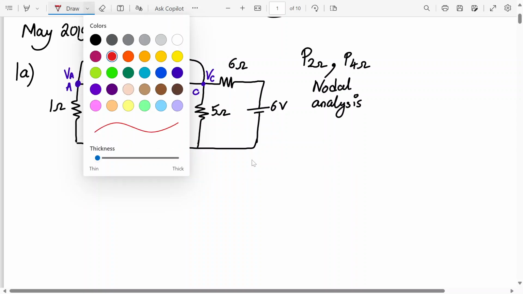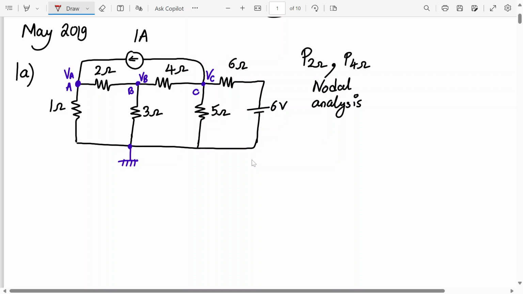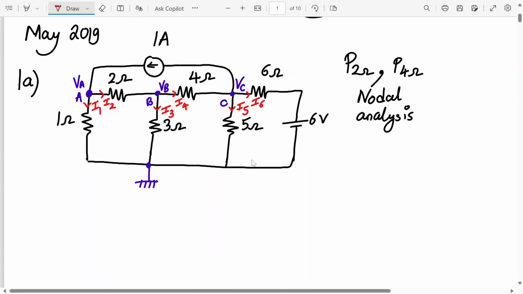Okay. Now we will define the currents. So let's say current flowing into 1 ohm resistance is I1. Current flowing through 2 ohm resistance is I2. Current flowing through 3 ohm resistance is I3. Current flowing through 4 ohm resistance is I4. Okay, first of all we define all the currents. This is I5 and this is I6. Okay, clear? We have defined the currents in all the branches.